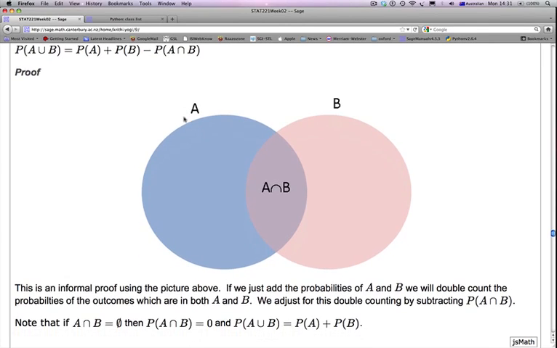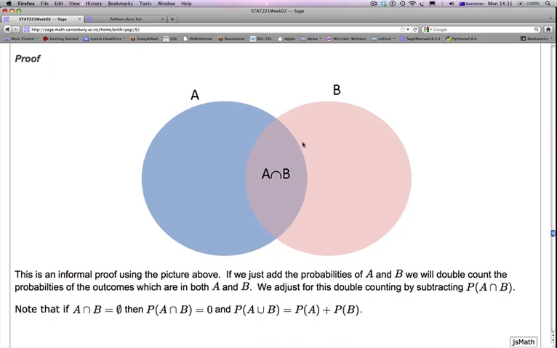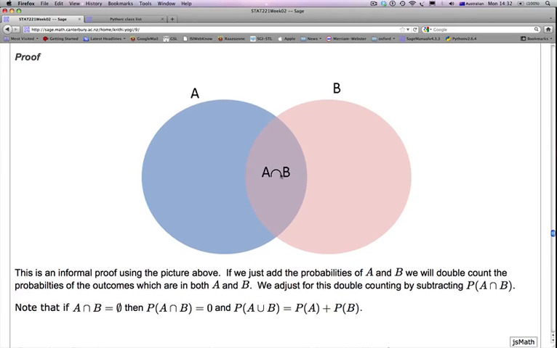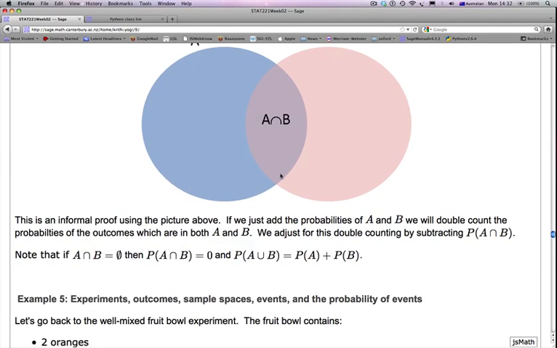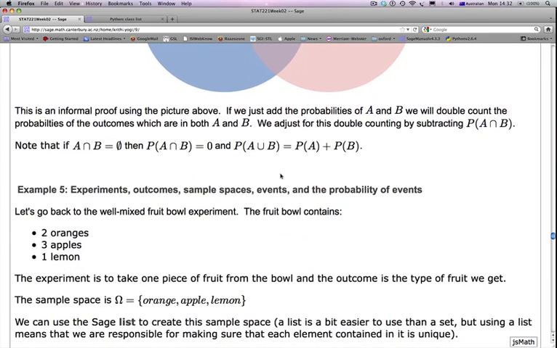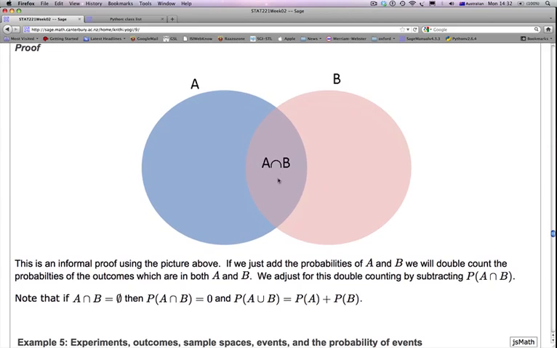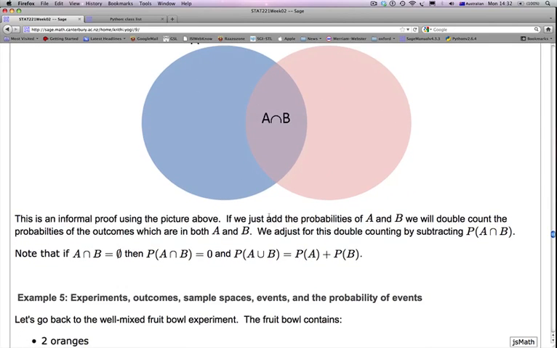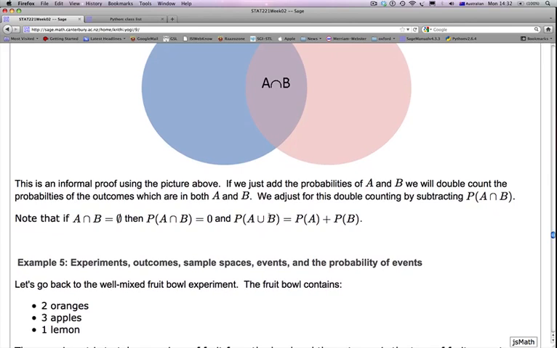The proof was sort of by picture here. Here is A, some set with some outcomes in it, and here's a set B, or an event B, with some outcomes in it. And this is A intersection B, which is the event that A and B occur. So in this informal proof using the picture above, if we just add the probabilities of A and B, we will double count the probabilities of the outcomes which are in both A and B. So we adjust for this double counting by simply subtracting the probability of A intersection B. That's all that's going on here.